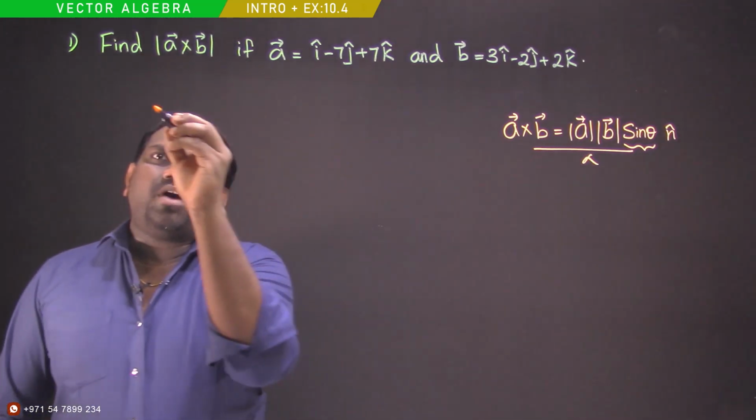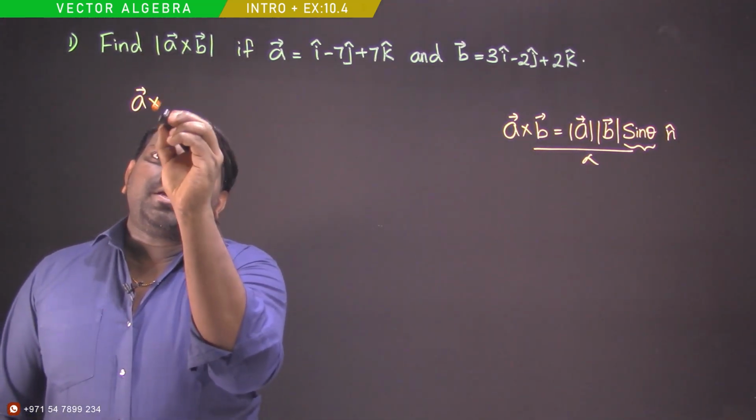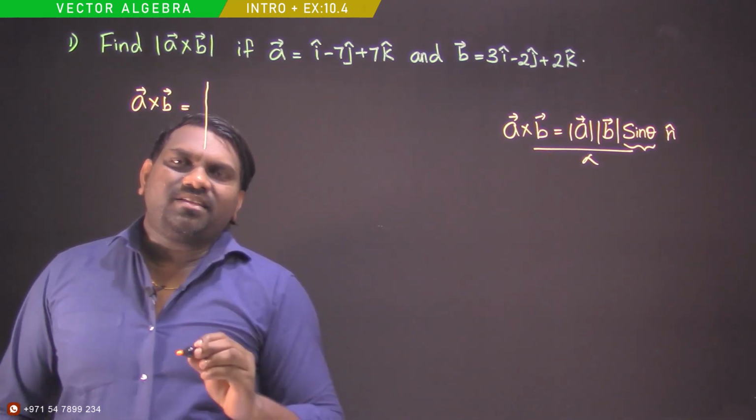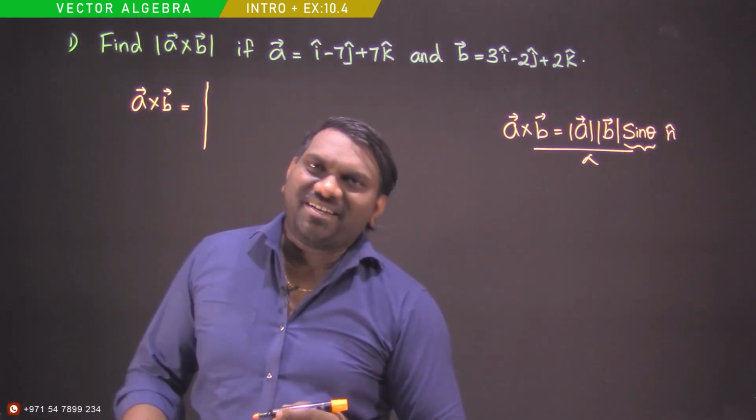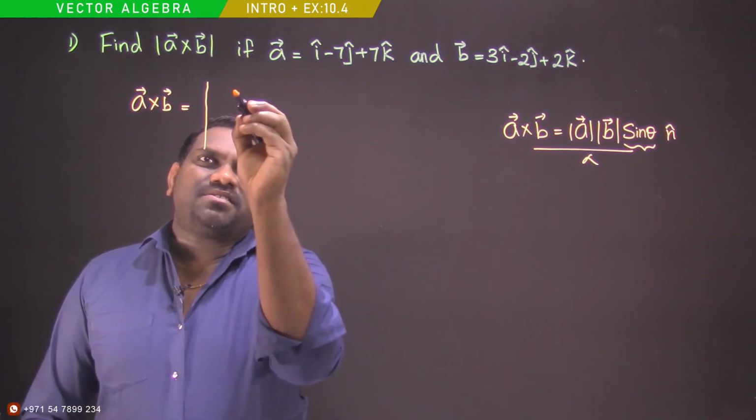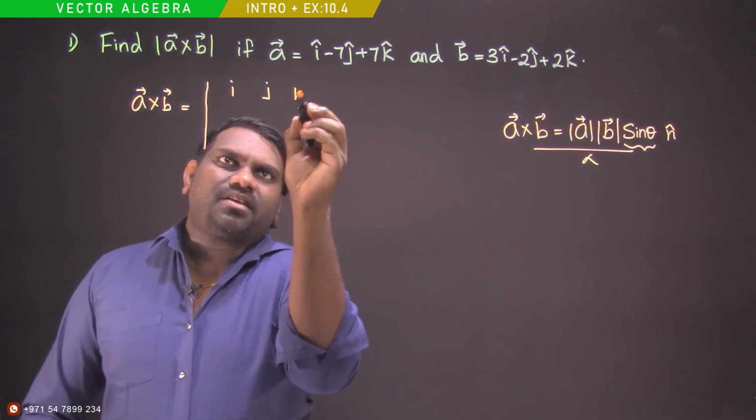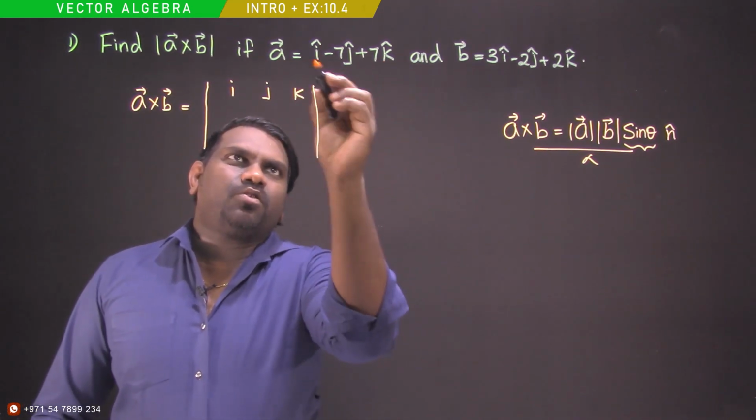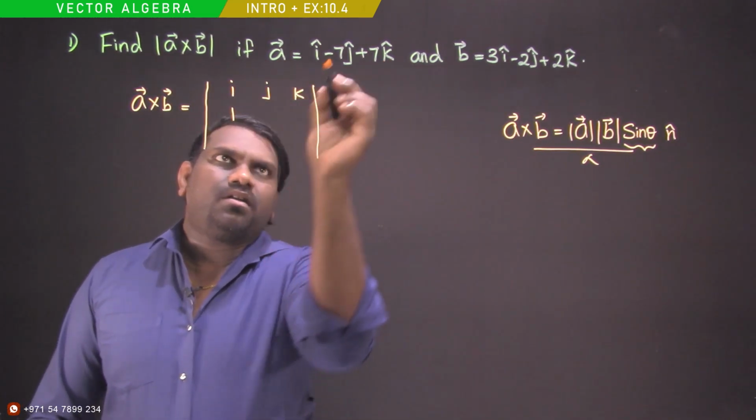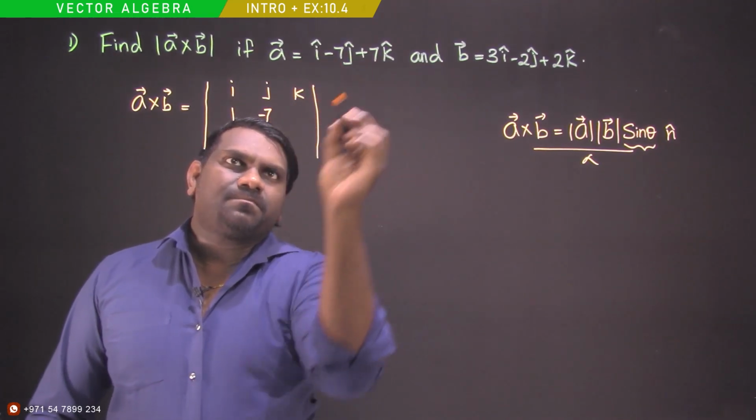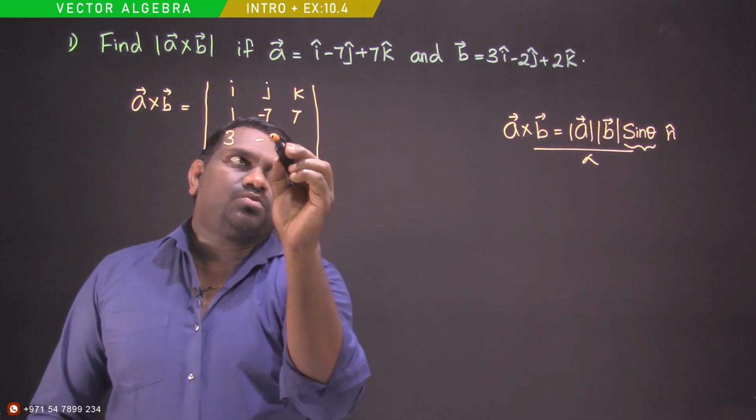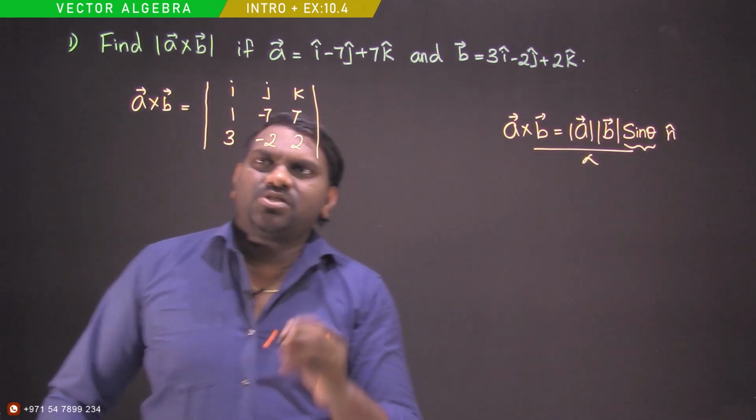And what I have told you, how to find this A cross B, is to put a line. What is that? That is a determinant. So you need to find it using determinants. I, J and K would be the first row of the determinant, and the second row would be the coefficients of your A vector, which are 1, -7 and 7, and the other row is 3, -2 and 2. So very quickly we will solve this.